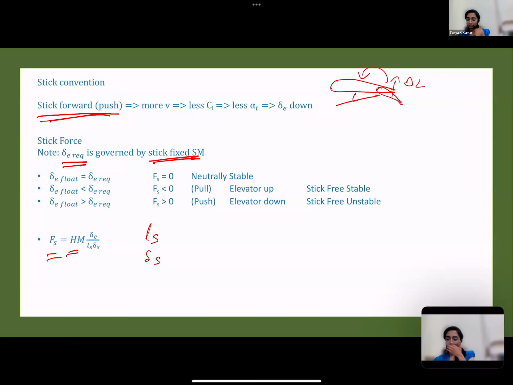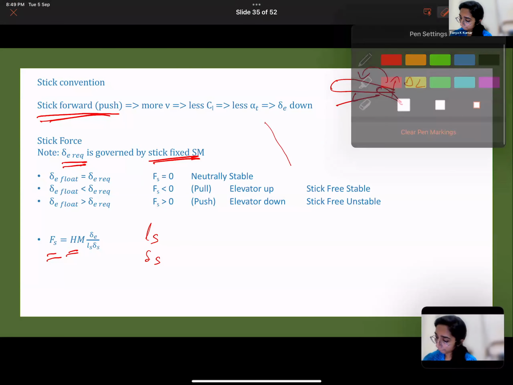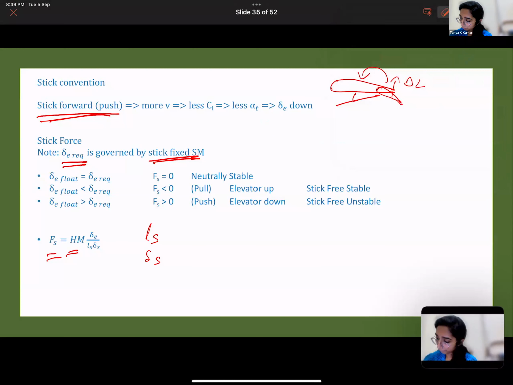Sir had mentioned something about the stick force, right? So this was pulling and pushing the stick about a point. If you pull it, it goes something like this. Now this length is known as Ls, and this deflection is delta S.